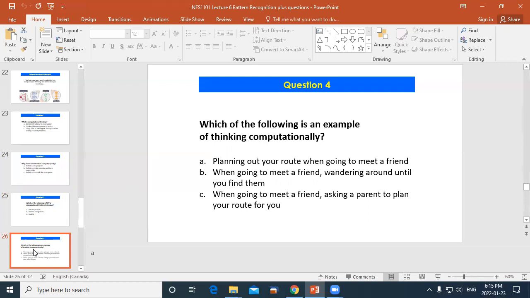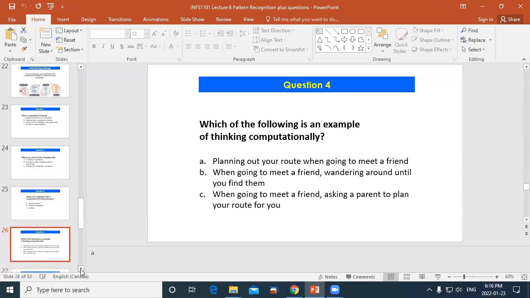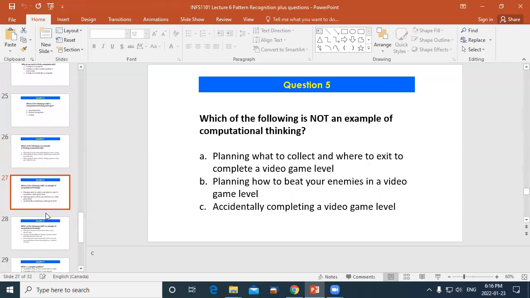Which of the following is an example of thinking computationally? Planning out your route, going to meet a friend? Yeah, okay, so we had that example, and that's why you said yes, because we talked about that for like 5 minutes, right? When you're going to meet a friend. Obviously the first one was asking a parent to plan your route. So computational thinking was planning, and we actually gave that example. Good answer. We got that so fast. I hadn't even finished the question, and they had the answer.